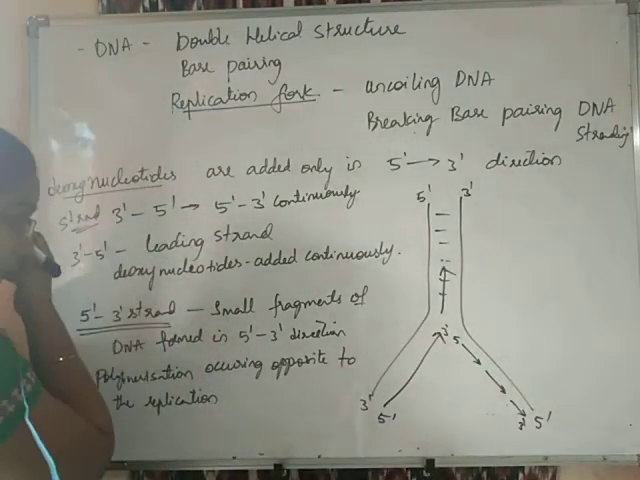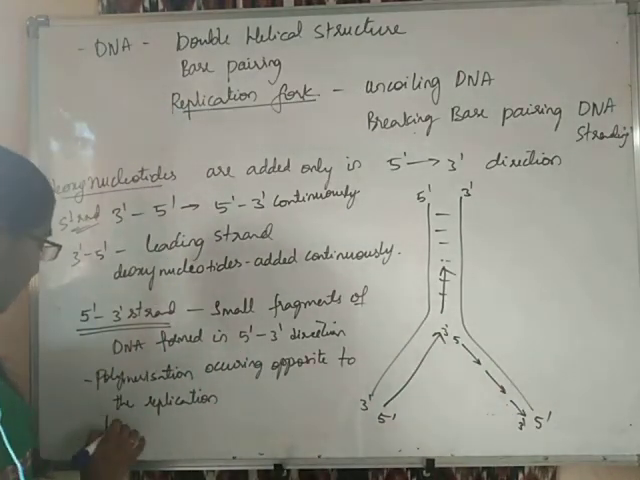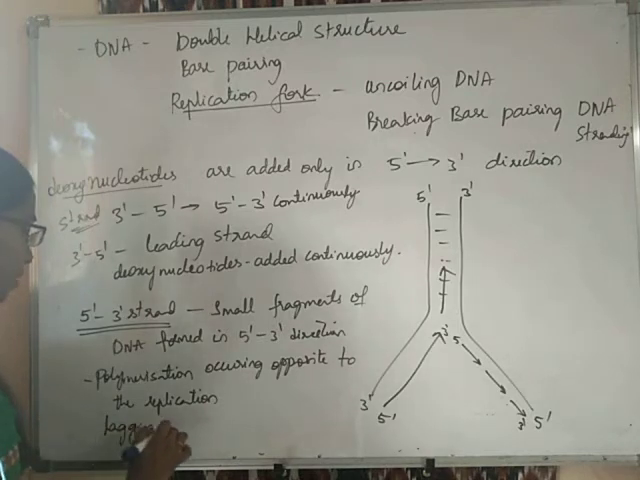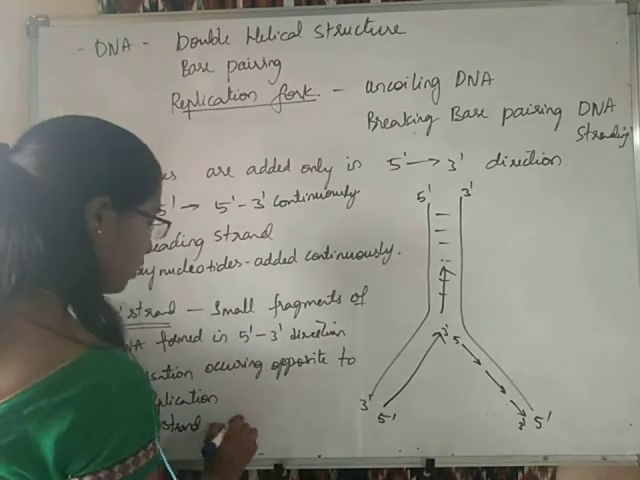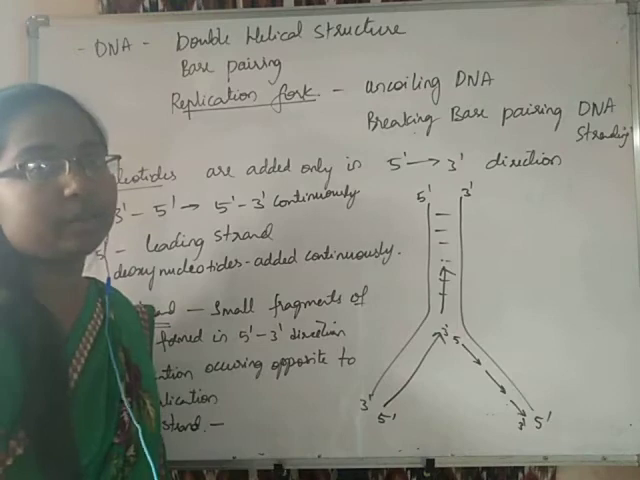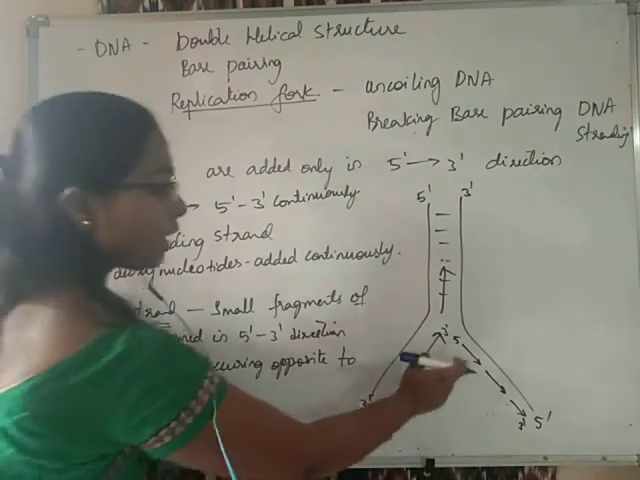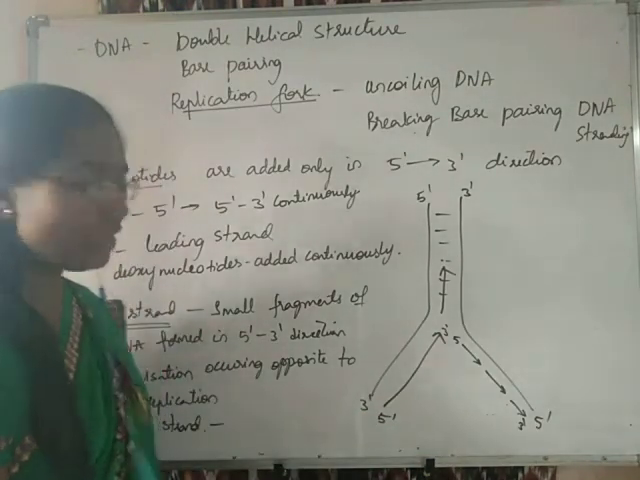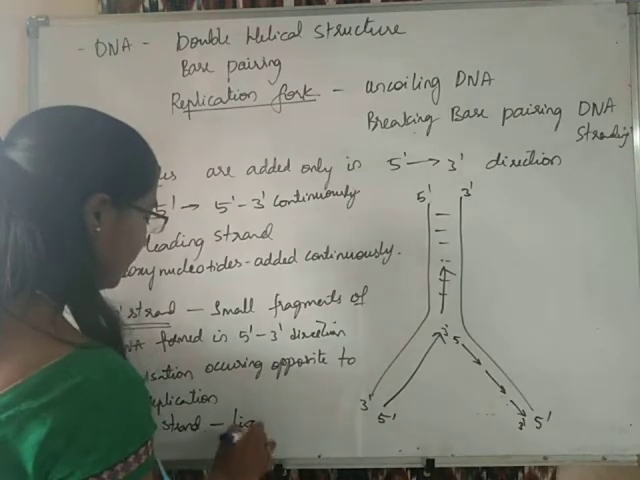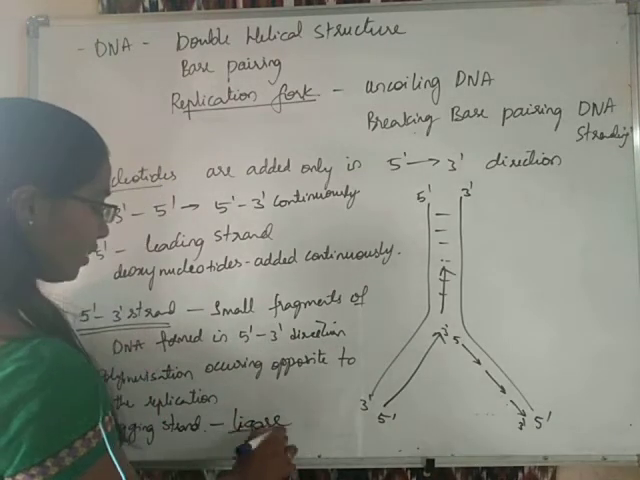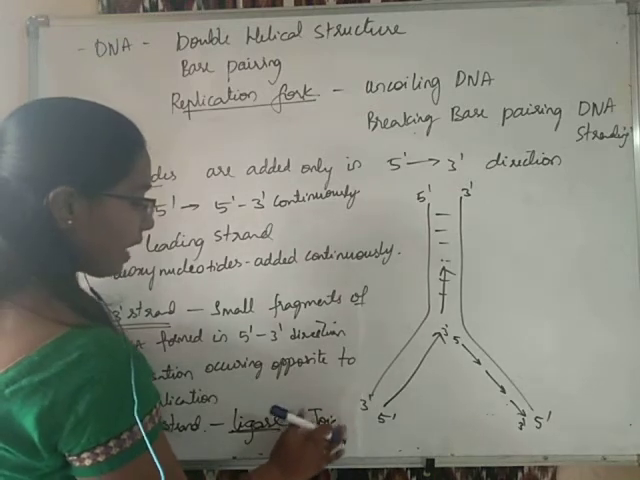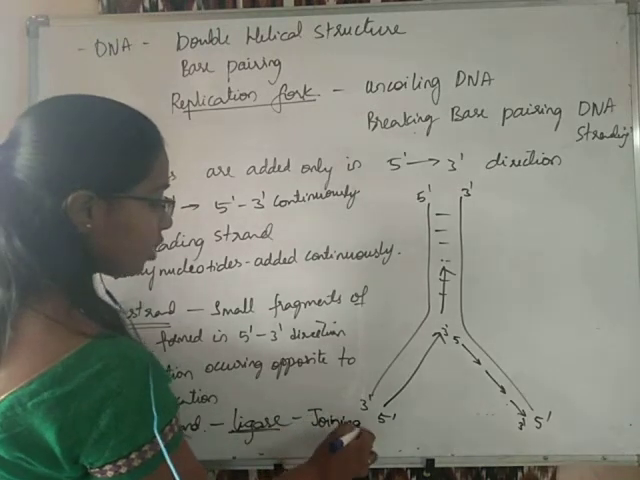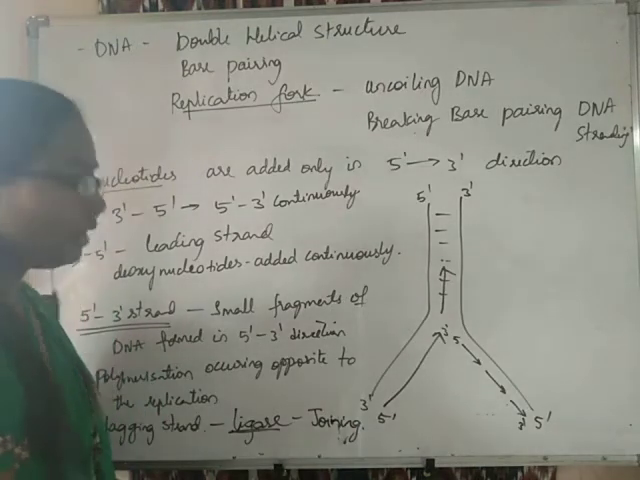Here replication will be running very slowly, so this is called the lagging strand. The small fragments of DNA will be joined later on after the complete replication is over. The small fragments of the DNA will be joined with each other using the enzyme ligase. Ligases are involved in joining the small fragments of DNA.